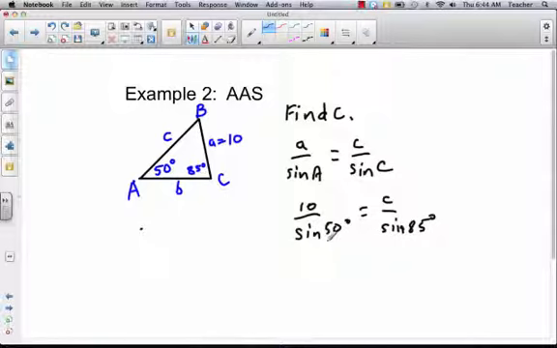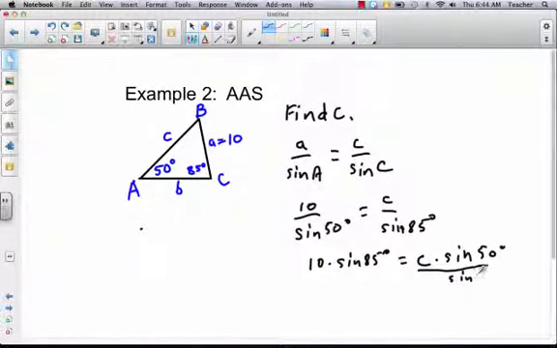Cross multiplying again, this will give us 10 times sine of 85 degrees is equal to C times sine of 50. Solving is the same as the previous example. We'll divide both sides by sine of 50, which remember is just a number. So C will be equal to 10 times sine of 85 divided by sine of 50, which rounded to the nearest tenth is 13.